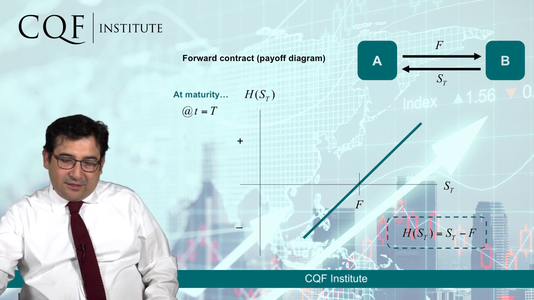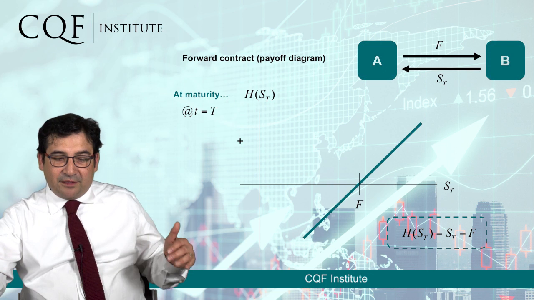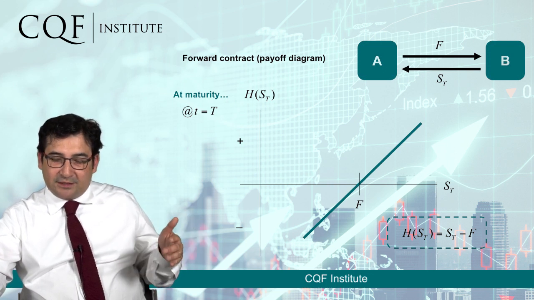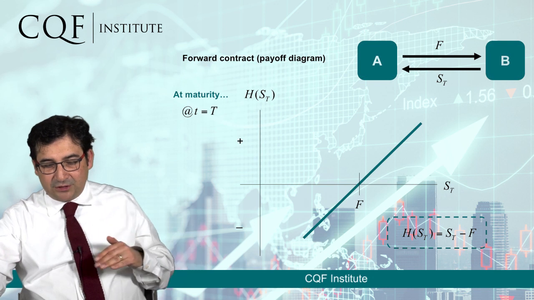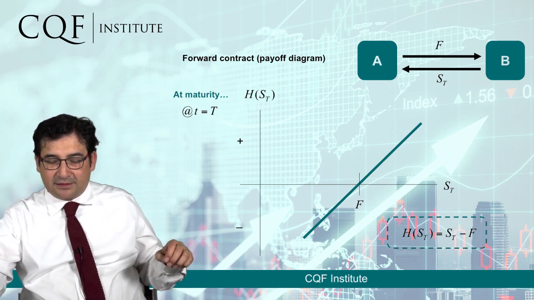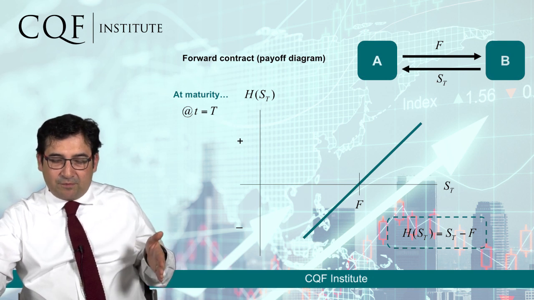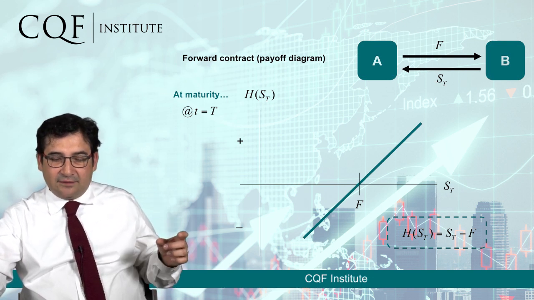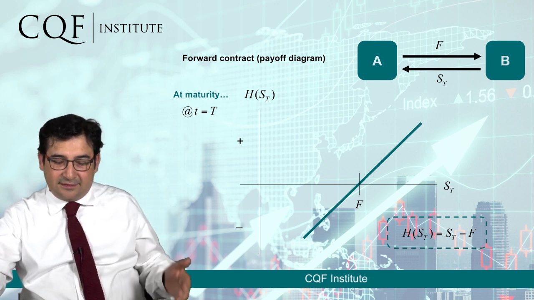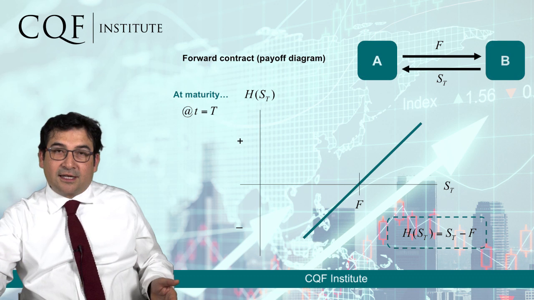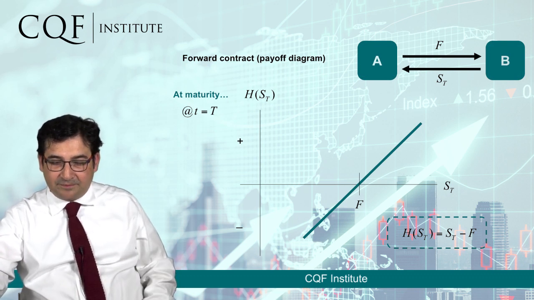This leads us to this payoff diagram. At maturity, the price of the underlying, which we have here in the horizontal axis, S capital T, if it's above the value of F, the forward price, we're going to be making a gain. Gains and losses are represented in the vertical axis. Gains are the positive part, losses are the negative part of H, which is the payoff of the forward contract.